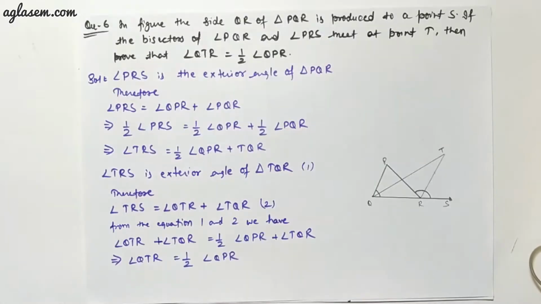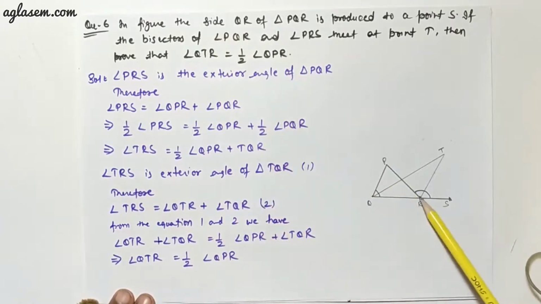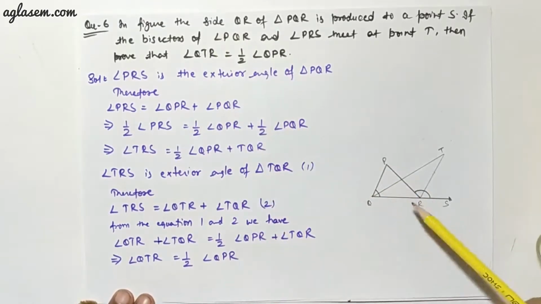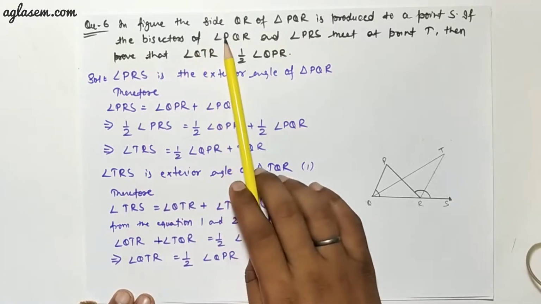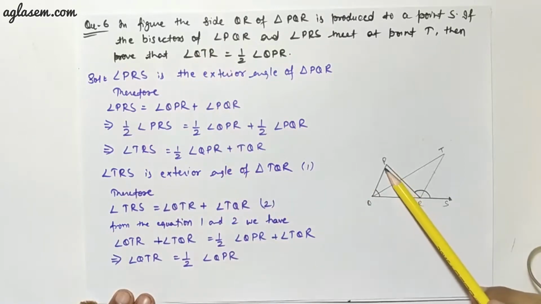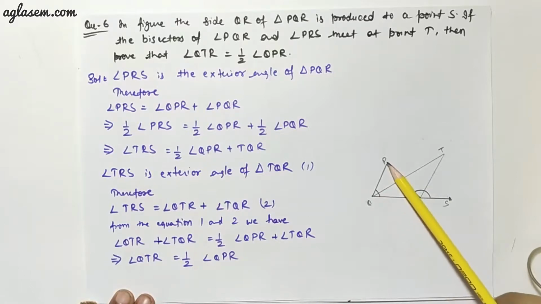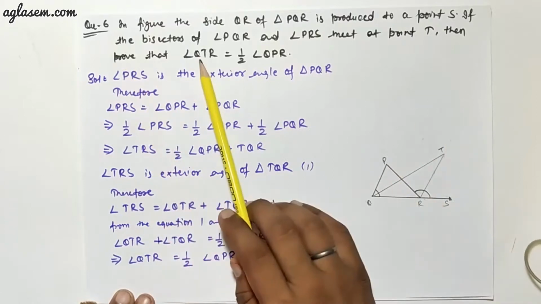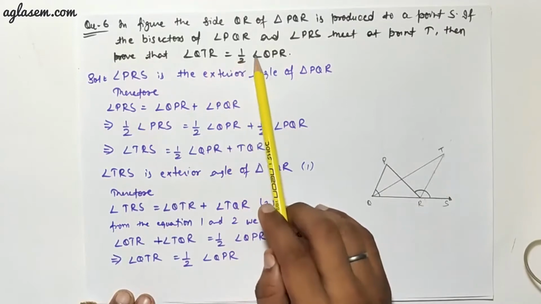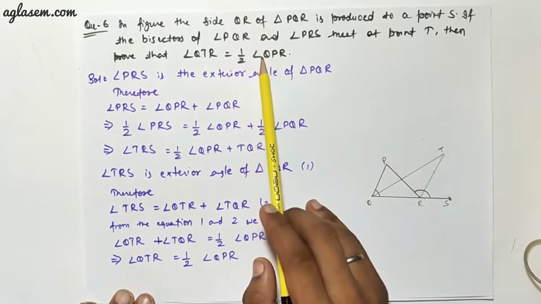So question number 6 says, in the figure, the side QR of triangle PQR is produced to the point S. If the bisectors of angle PQR and angle PRS meet at point T, then prove that angle QTR is equal to 1 upon 2 angle QPR. So we have to prove that angle QTR is equal to 1 upon 2 angle QPR.